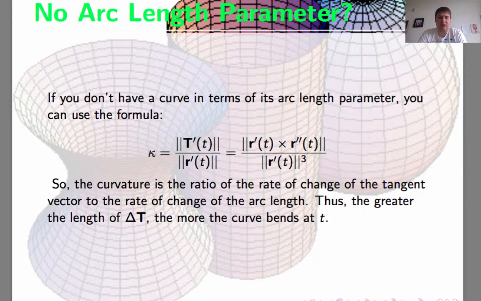So what this means is that the curvature, kappa, is the ratio of the rate of change of the tangent vector to the rate of change of the arc length. Whoever came up with this is much more clever than I am, trying to find a firm footing for how to define how curvy a shape is. It's not an easy game. I hope it's clear that the larger the length of delta T, the change in your unit tangent vector, the more the curve is bending, because your kappa is getting larger. So the bigger the kappa is, the larger the curvature is.